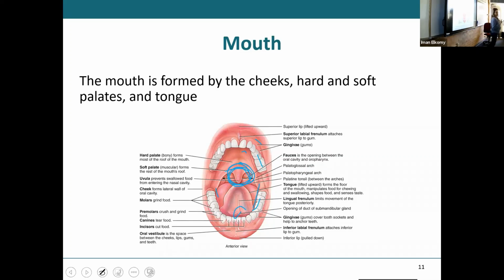Uvula, okay? All you dirty minds. It's a little dangly thing at the back of my throat. Okay. All right, that's the uvula.